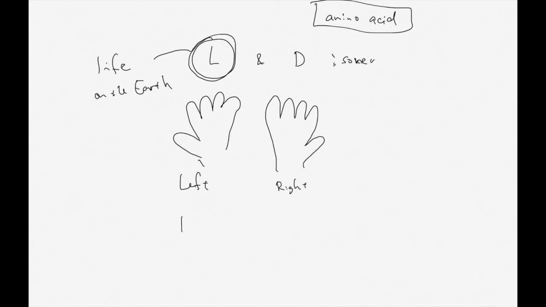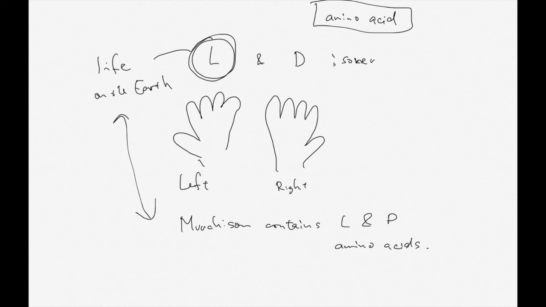The Murchison meteorite contains both L and D amino acids. It's very different from the amino acid used for life on the Earth. This is the evidence to show that the Murchison meteorite is extraterrestrial material.